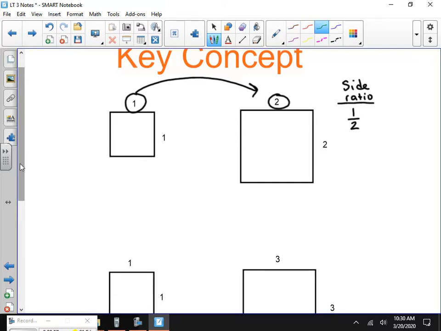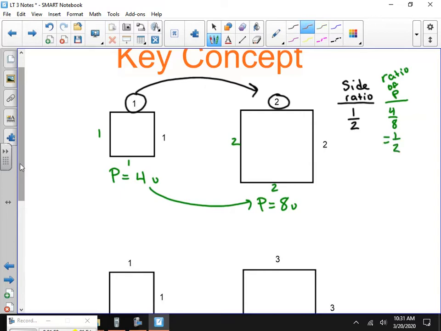The next thing we're going to write down is the ratio of the P, which is perimeter. So that means I need to find the perimeter. Well, it's a square, so all the sides are 1, so the perimeter is going to be 4 units. And the perimeter for this one, since all the sides are 2, is going to be 8 units. And again, writing the ratio from this one to that one, it's 4 over 8, which reduces down to 1/2.